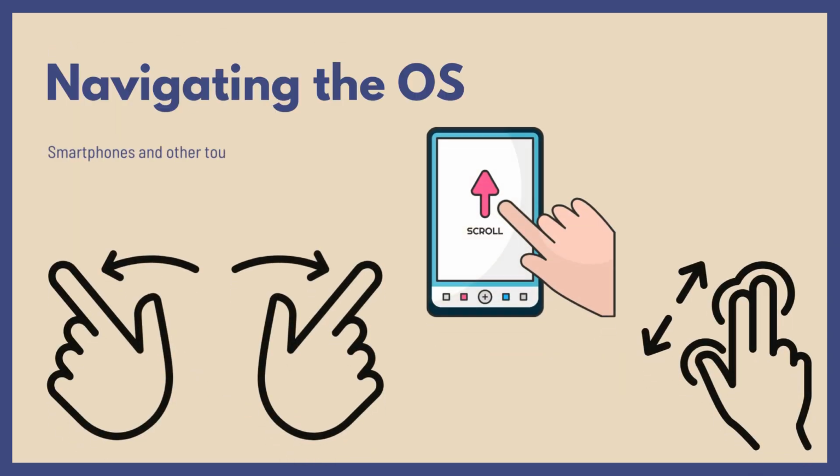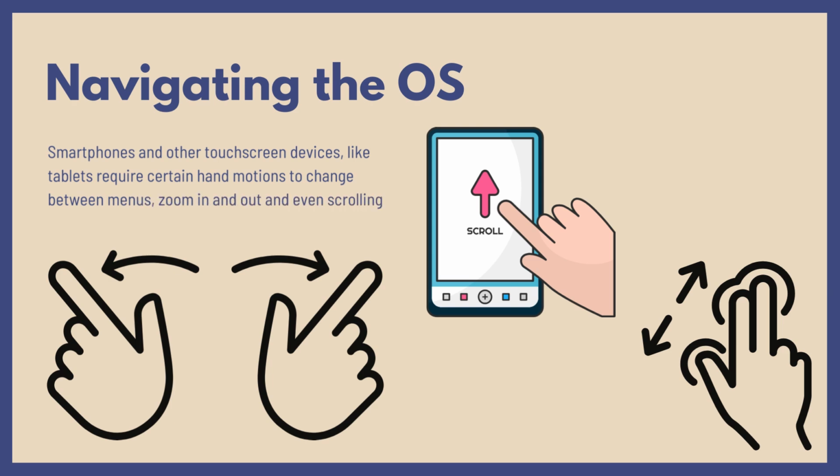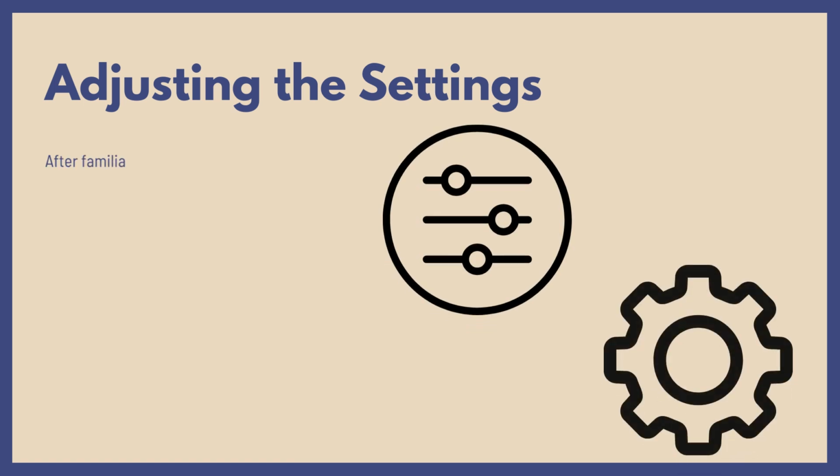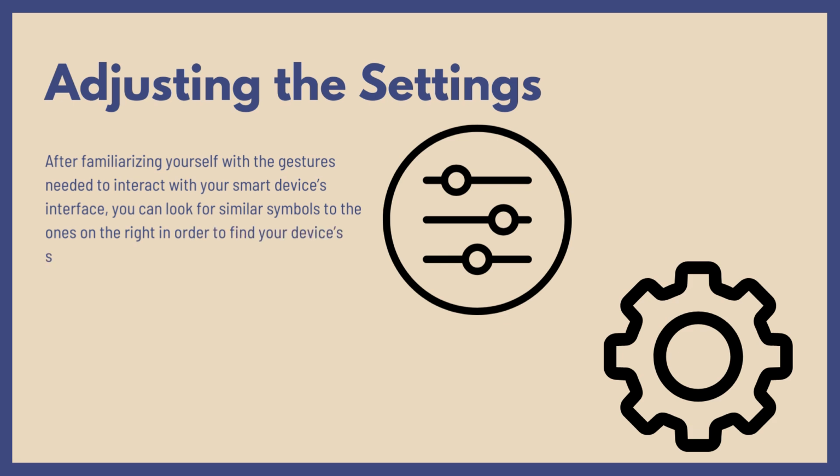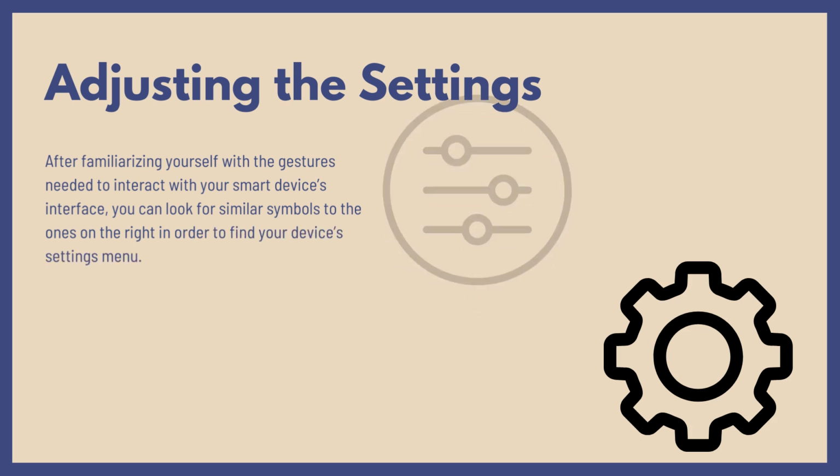Navigating the OS. Smartphones and other touchscreen devices, like tablets, require certain hand motions to change between menus, zoom in and out, and even scroll through pages. Adjusting the settings. After familiarizing yourself with the gestures needed to interact with your smart device's interface, you can look for similar symbols to the ones on the right in order to find your device's settings menu.